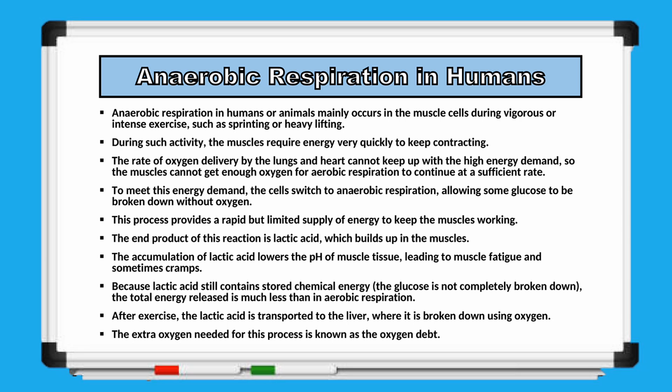the muscles working. The byproduct of this process is lactic acid, which builds up in the muscles. This causes the pH of the muscle tissue to drop, leading to muscle fatigue and sometimes cramps. Because the glucose isn't fully broken down, the total energy released is less than in aerobic respiration. After exercise, the lactic acid is transported to the liver, where it's broken down using oxygen. The extra oxygen needed for this is called the oxygen debt.